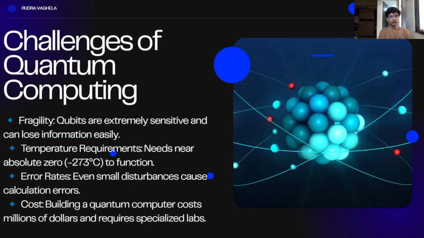Challenges of quantum computing. First of all, fragility. Quantum systems are extremely sensitive and can lose information easily. Temperature requirement: they need near absolute zero to function. Error rates: even a small disturbance can generate a big calculation error. Cost: building a quantum computer costs millions of dollars and requires a specialized lab.